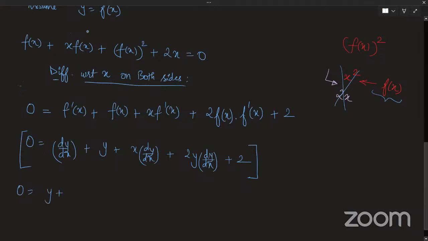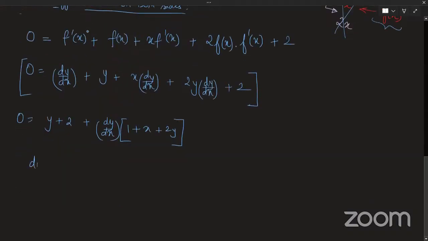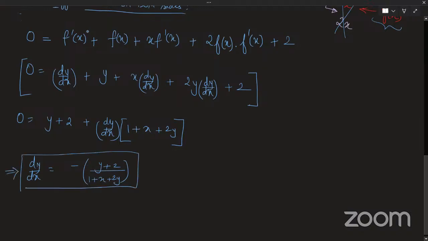So it is y plus 2 plus dy by dx into what is the common? So 1 plus x plus 2y. Yes, sir. So my dy by dx becomes minus of y plus 2 divided by 1 plus x plus 2y, right? This is it. So I have calculated my derivative of y with respect to x.